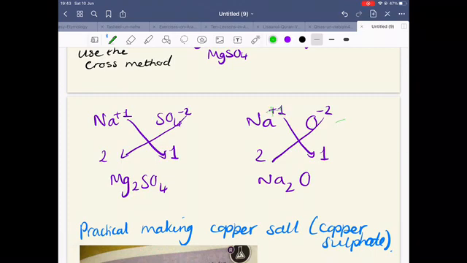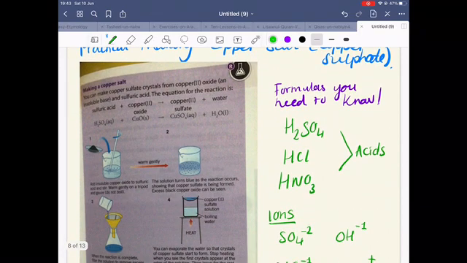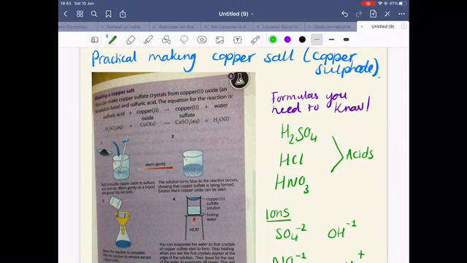And this is just another example of how we write ionic formulas or the chemical formula. An easy example is sodium oxide. So the sodium has a +1 charge, oxide has a -2 charge. Charges are not the same, so cross the numbers.